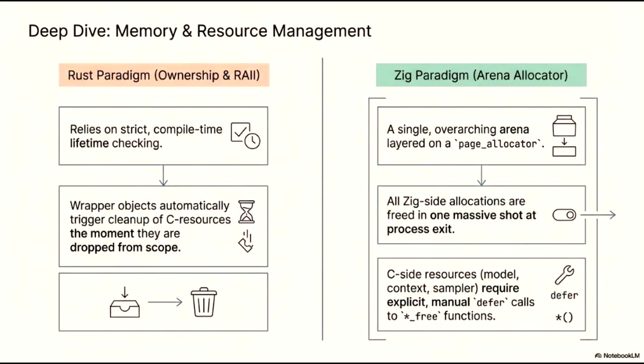In contrast, the Zig paradigm frequently utilizes an arena allocator. This involves a single overarching arena layered on a page allocator, designed so that all Zig side allocations can be freed in one massive operation at process exit. While this simplifies internal memory management, external C-side resources, such as models, context, and samplers, still require careful manual handling. Developers must use explicit defer calls to specific _free functions to ensure these resources are properly released before the process terminates.